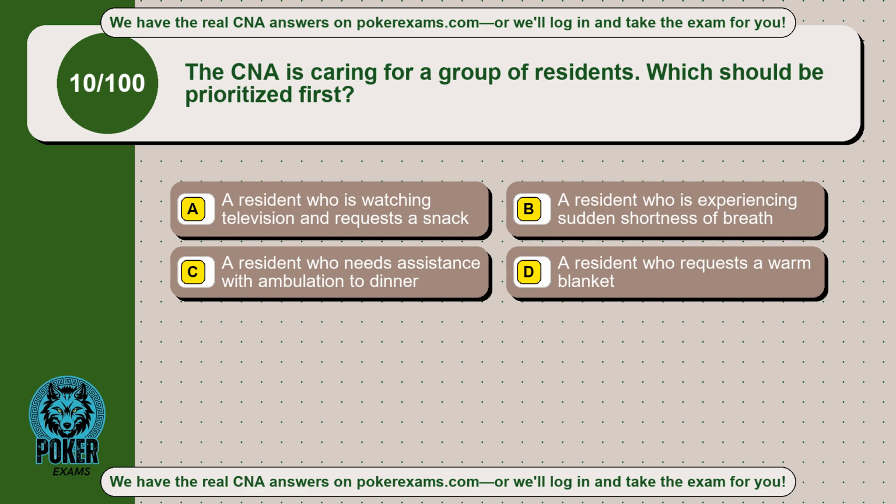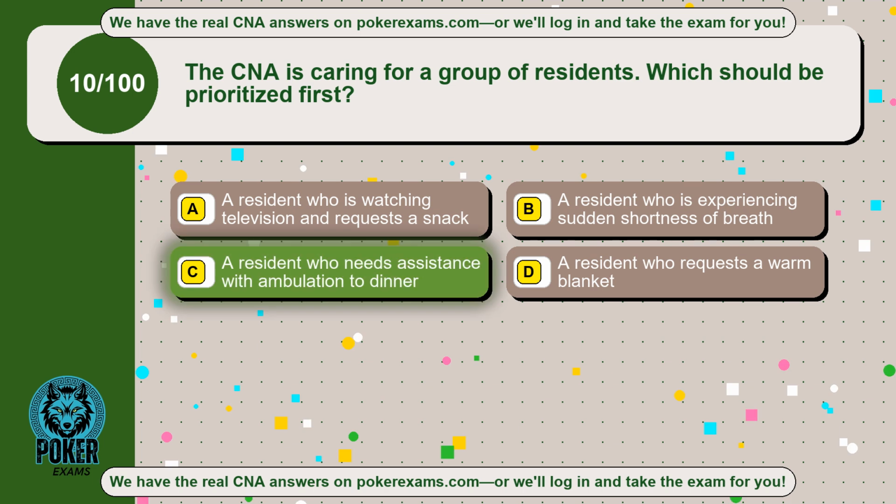Question 10. The CNA is caring for a group of residents. Which should be prioritized first? Option A, a resident who is watching television and requests a snack. Option B, a resident who is experiencing sudden shortness of breath. Option C, a resident who needs assistance with ambulation to dinner. Option D, a resident who requests a warm blanket.